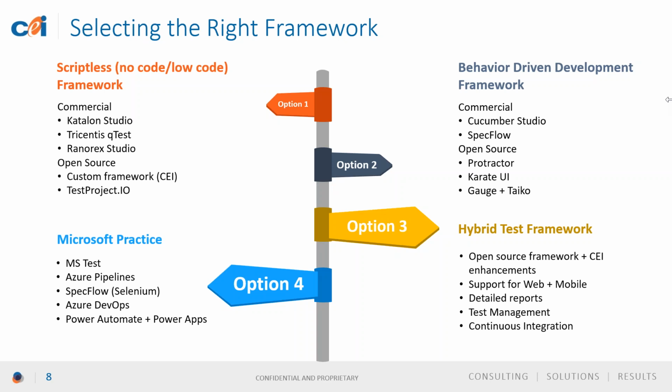As you see, in both no code and low code, as well as behavior-driven development, we have a mixture of the tools available, commercial as well as open source. On a no code or low code basis, there are Katalon Studio, Tricentis, qTest, Runner Rocks. So these are all leading providers of the commercial tools. Similarly, we have our own custom framework on that front, and there is another tool which is free, which is testproject.io. In behavior-driven development, there's Cucumber Studio, which comes as a commercial tool, and SpecFlow, and open source ones like Protractor, Karate UI, Gauge and Taiko.